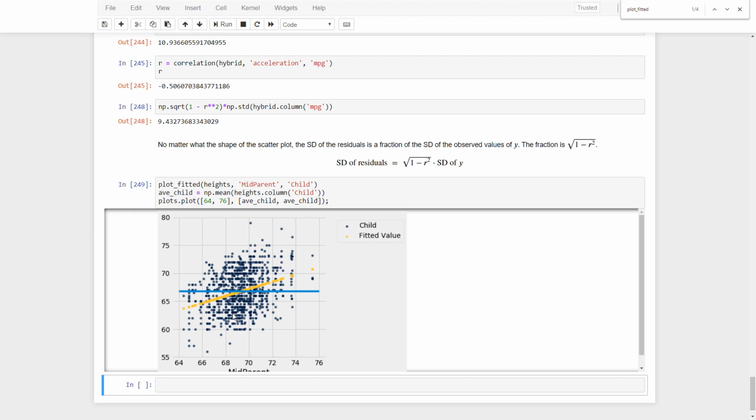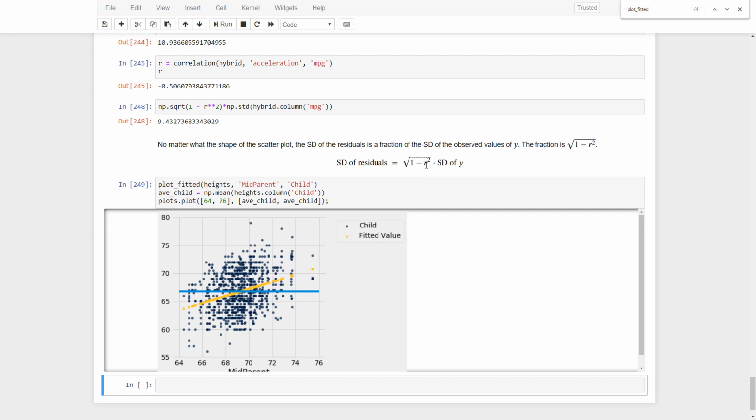Now if R is somewhere between 0 and 1, this line will start to be different from the horizontal line, and thus the standard deviation of the residuals will be a bit less than the standard deviation of y. And that's why here the standard deviation will be just a fraction of the standard deviation of y in this case. So when R is 1 or minus 1, the standard deviation of the residuals will be 0.